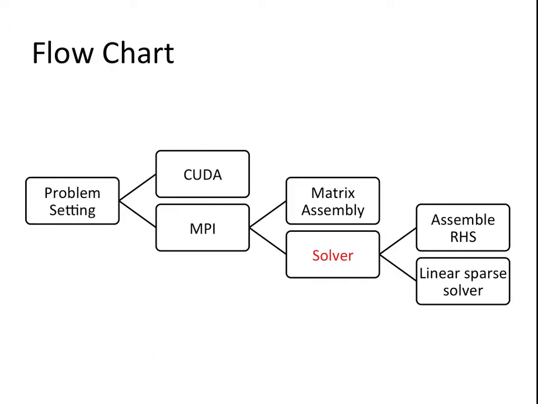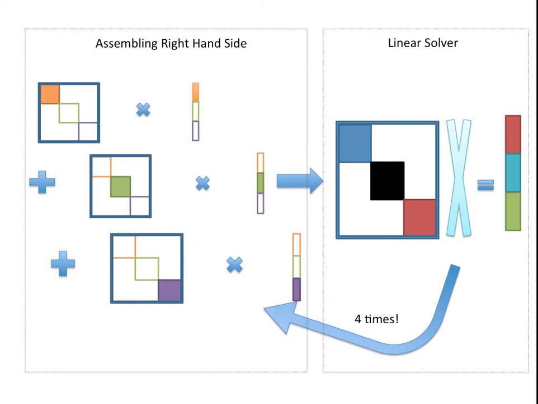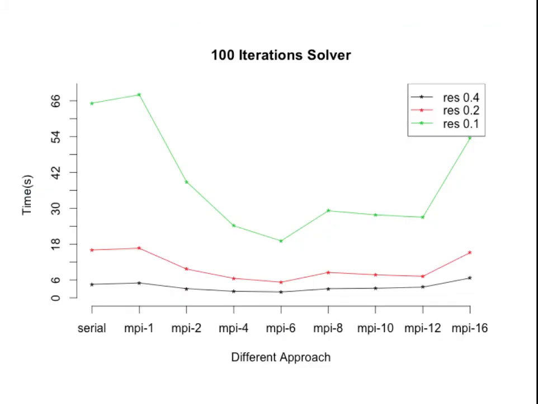Next, we continue to parallelize our linear solver. This includes 2 parts. The first part includes a lot of sparse matrix vector multiplications, and the second part is the sparse linear solver itself. After matrix assembly, instead of computing matrix vector multiplication on process 0, each process is responsible for doing its own multiplication. If we look at mesh resolution of 0.1, 6 processes is around 3 times faster than the serial.